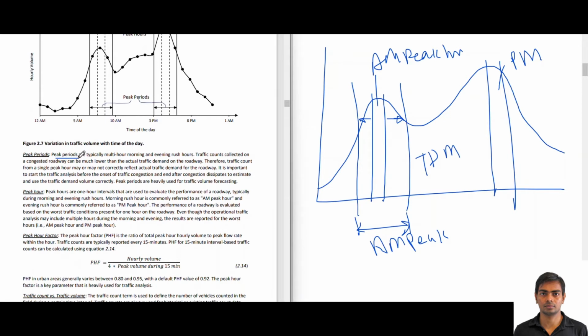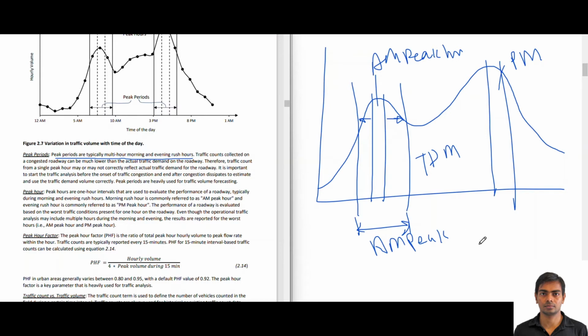So peak periods are typically multi-hour morning and evening rush hours. Traffic counts collected on a congested roadway can be much lower than actual traffic demand on the roadway. Therefore, counts from a single peak hour may or may not accurately reflect the traffic demand for the roadway.